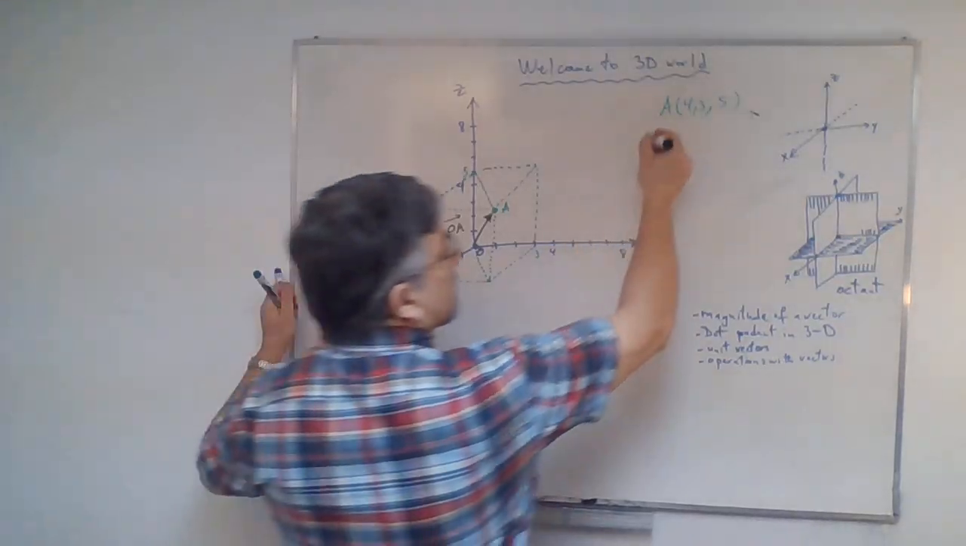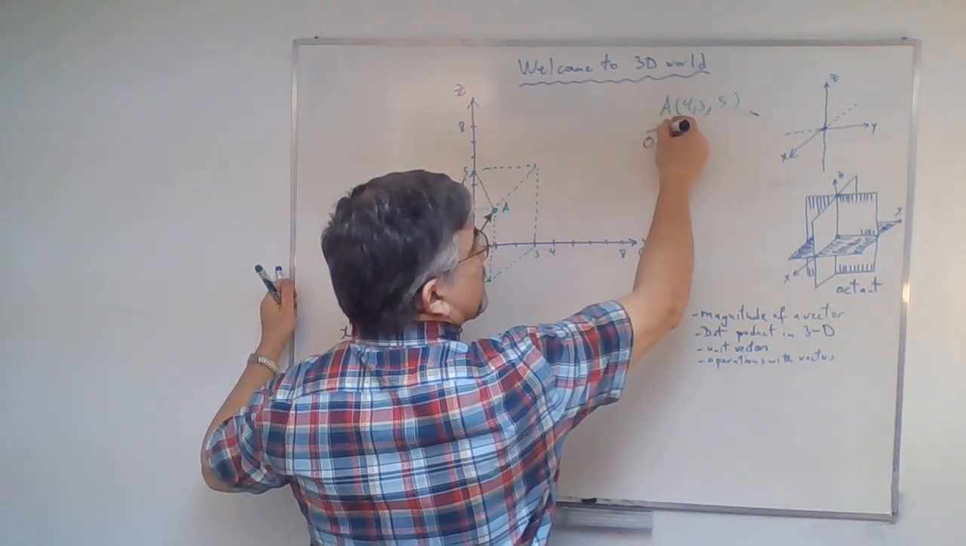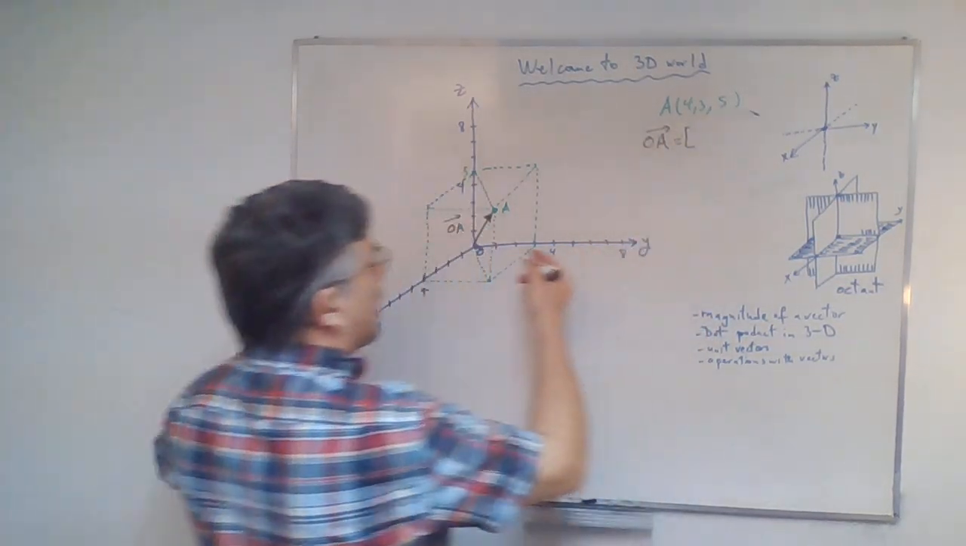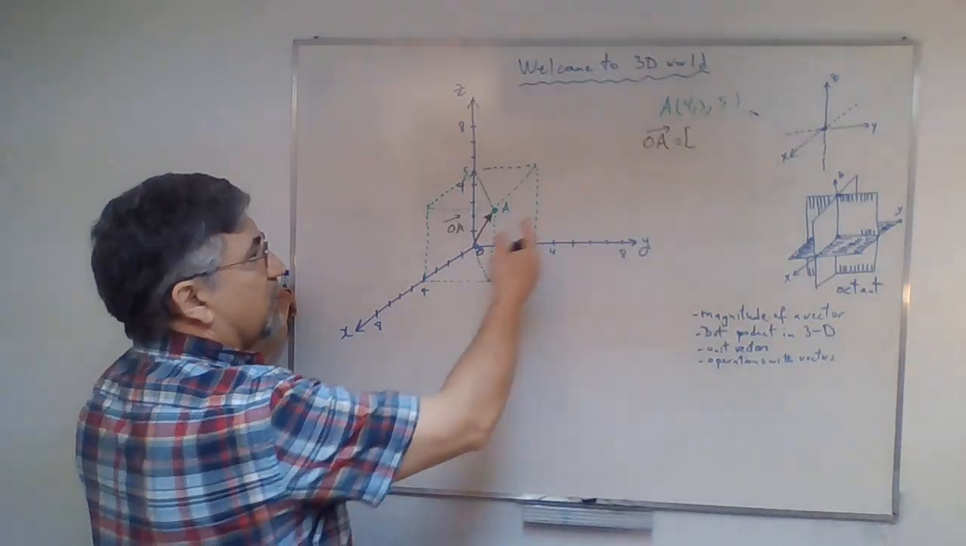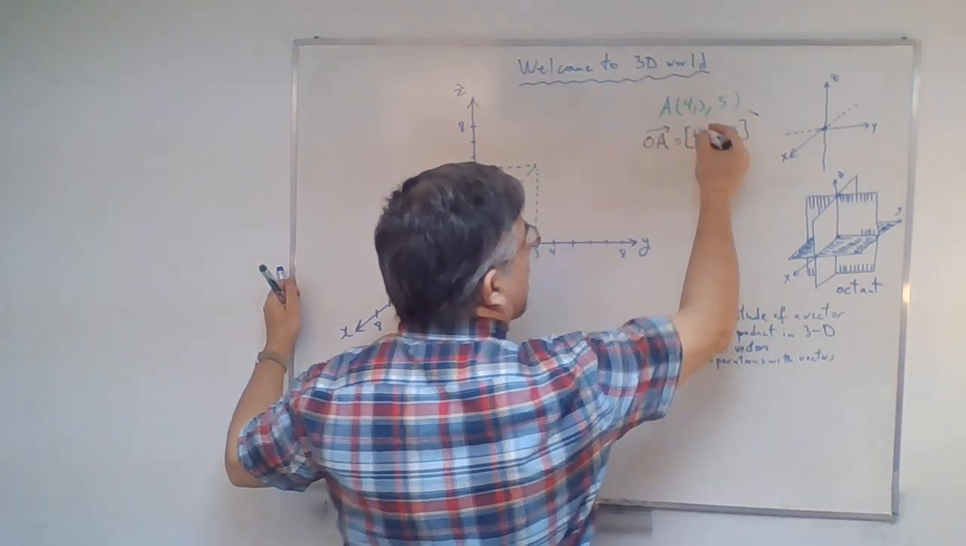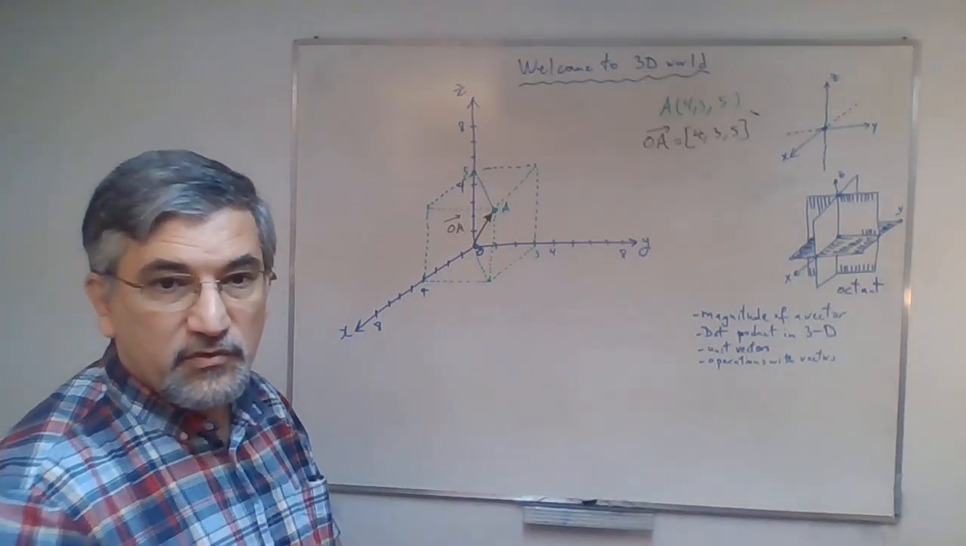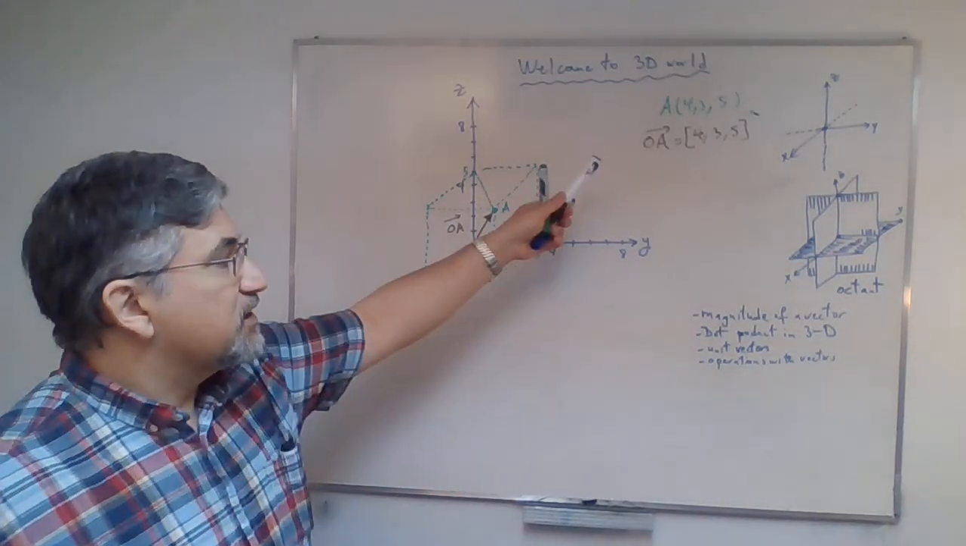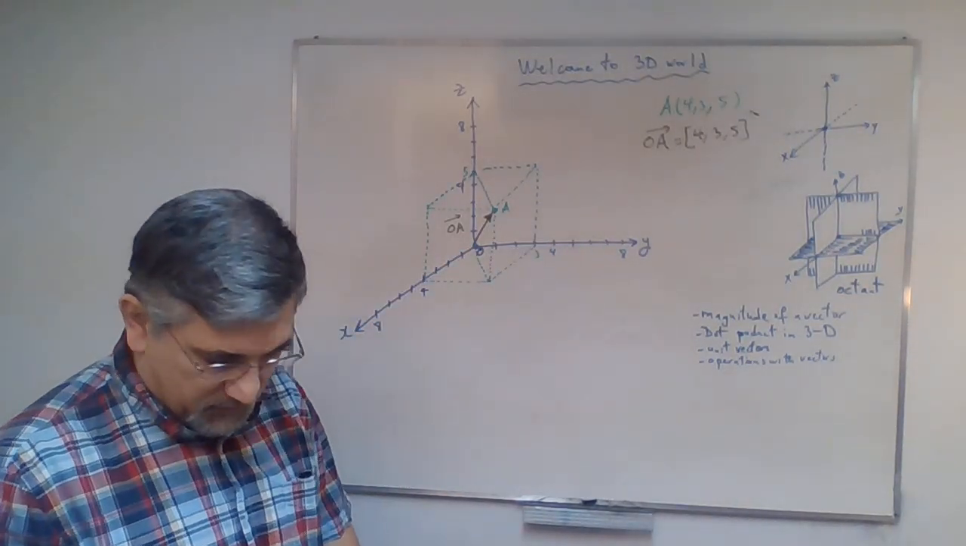Now, if I want to write the position vector of point A, it's going to be 4, 3, 5, but I use square brackets, obviously. That's the position vector. So that is a three-dimensional vector right there.